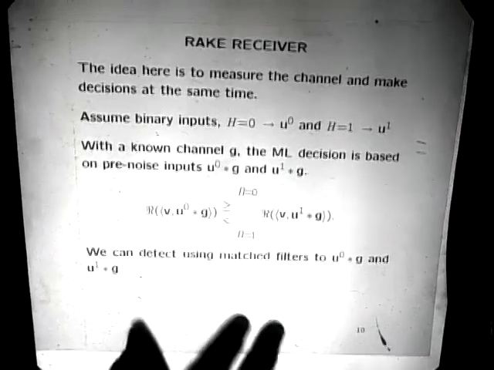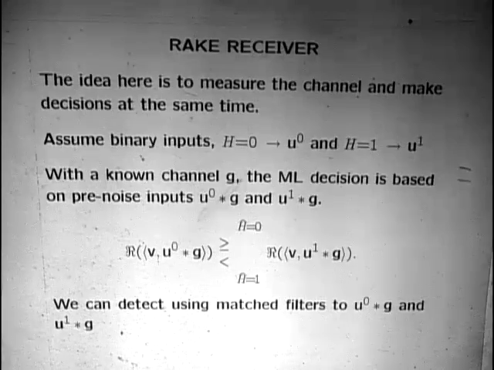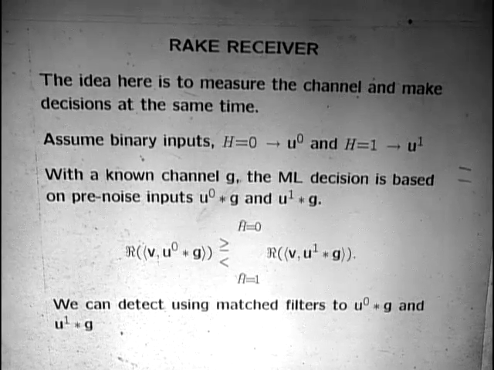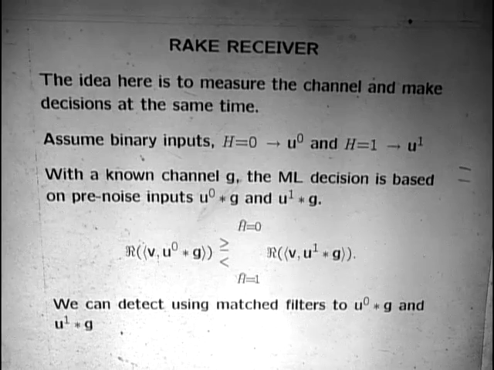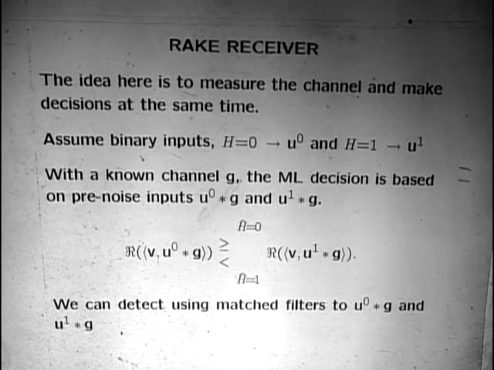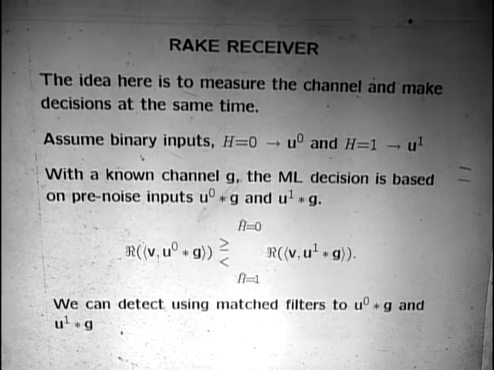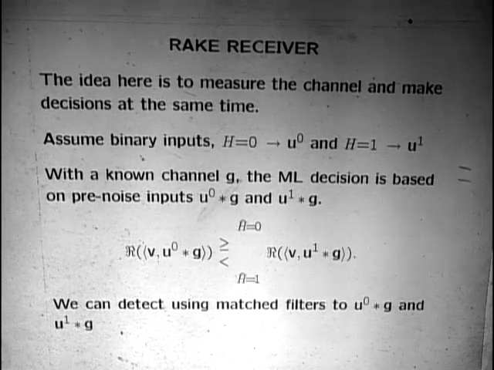Okay, so now we want to put all of this together into something called a rake receiver. I wish I could spend more time on the rake receiver because it's a really neat thing. It was developed in the 50s, about the same time that information theory was getting developed, but it was developed by people who were trying to do radar and at the same time try to do a little communication along with their radar, and this was one of the things they came up with. So they wanted to measure the channel and make decisions in transmitting data both at the same time.